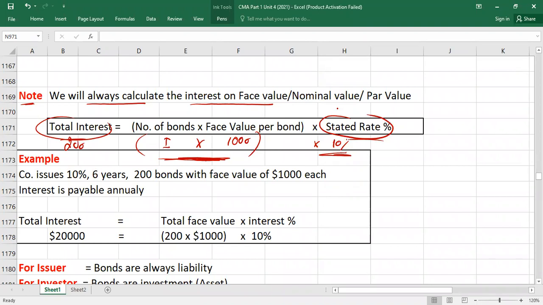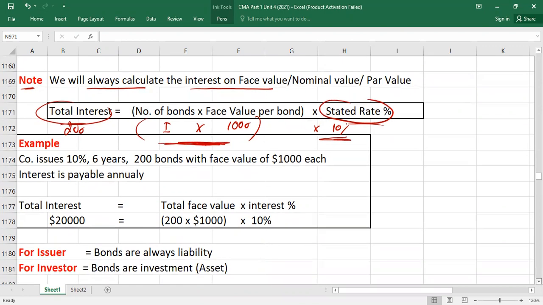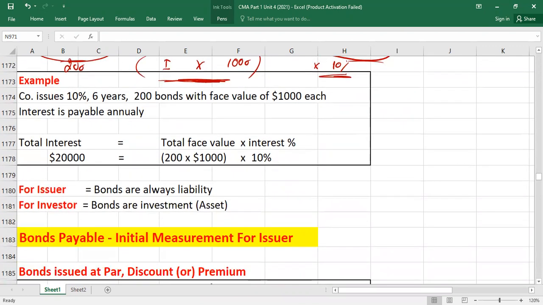Okay, don't use market rate. Whenever you calculate the interest which you will actually pay, obviously you will use the interest mentioned on the bond, that is the stated rate. Understood? Now here we have a small example just to see how interest will be calculated.